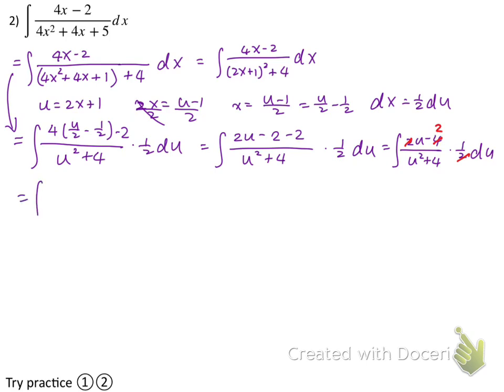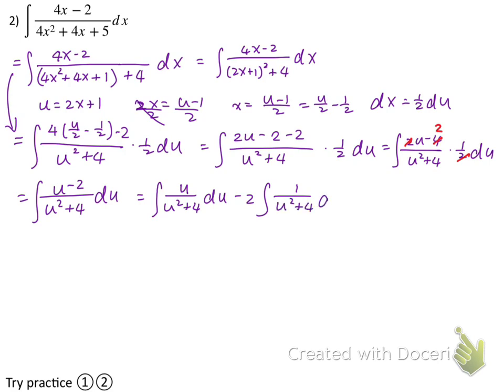I have the integral of (u - 2)/(u² + 4) du. Same thing, I'm going to separate it into two terms. I have the u term, u/(u² + 4) du, and then I have the constant term, 1/(u² + 4) du.